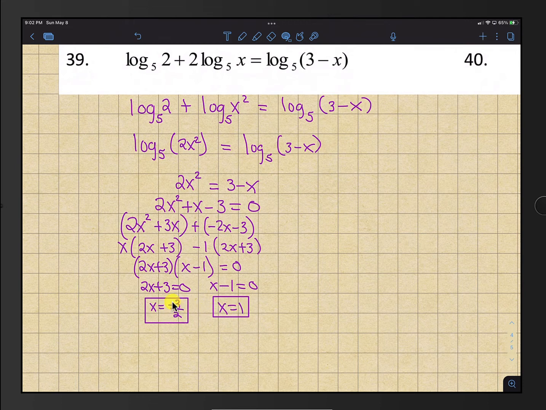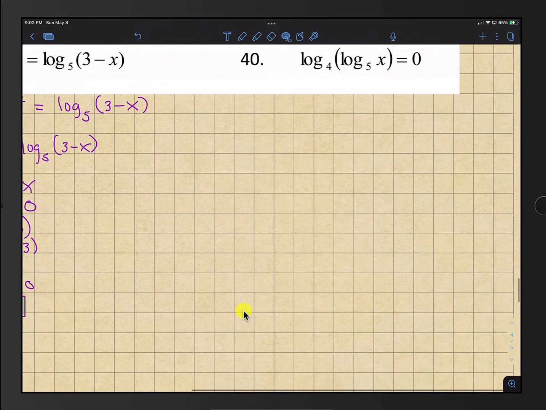However, we have to end up crossing out the negative 3 over 2 because we cannot take the log of a negative number here. So we cross out negative 3 over 2 as an answer, and we only have x equals 1 as an answer. Let's go to number 40.